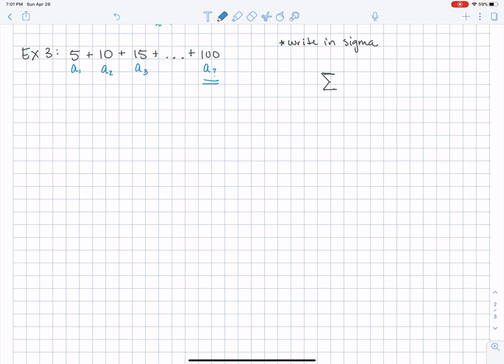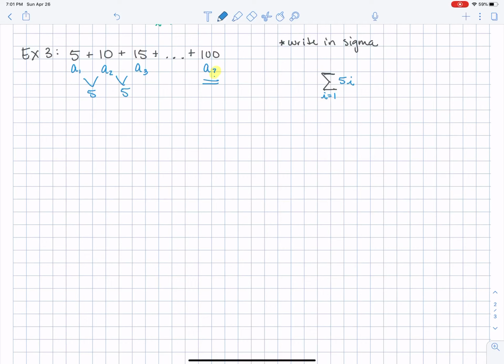So I know I'm starting at my first term. Now, if you notice, this is actually a linear pattern because the difference between them is 5. All right, so my linear pattern has a slope of 5, meaning that I have 5i for my pattern. Now, I just need to figure out where this ends. At what term is it ending?